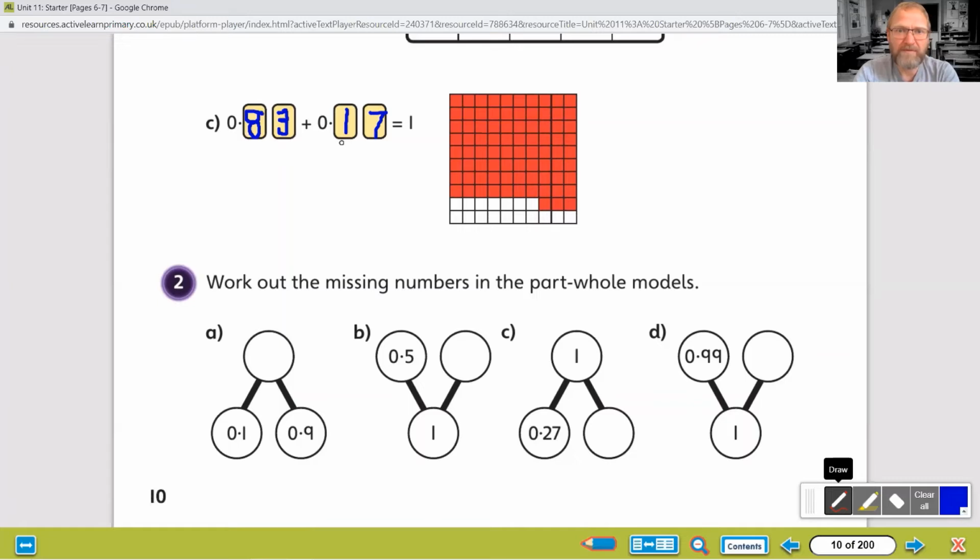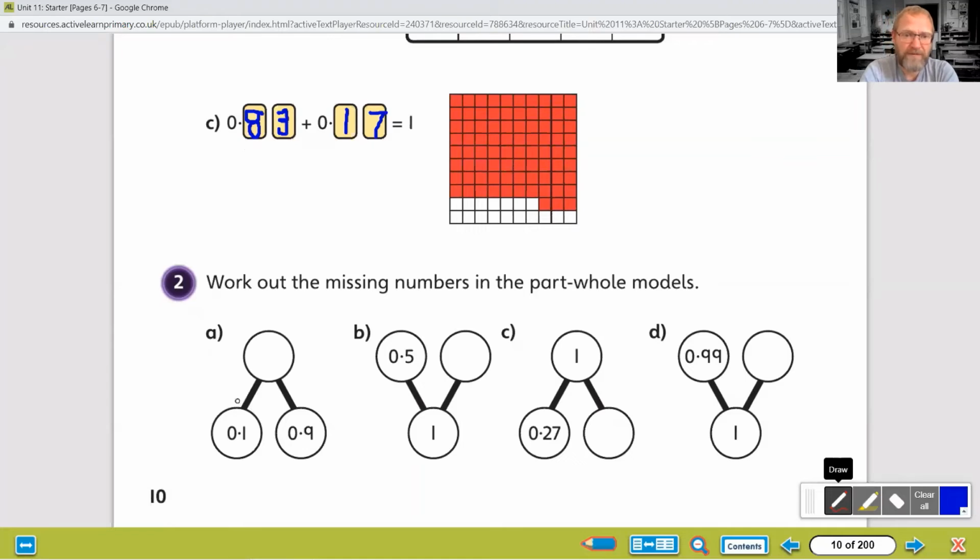83 plus 17 equals 100. Okay, so that's what the calculation would be if it was 100 times bigger. But we're actually using decimals, so it's 100 times smaller. So 0.83 plus 0.17 is 100 hundredths, which is equal to 1.